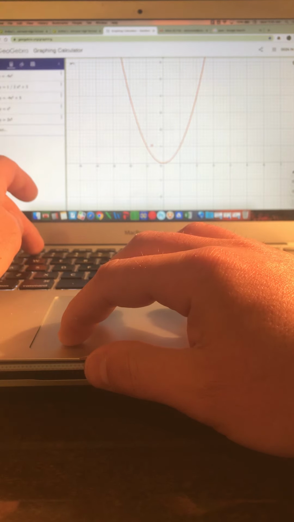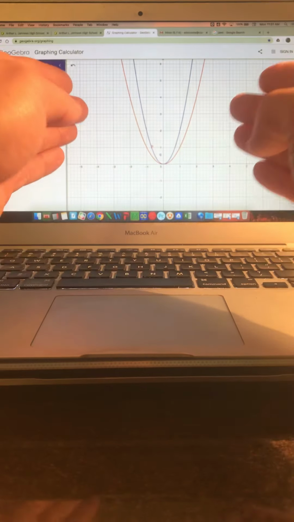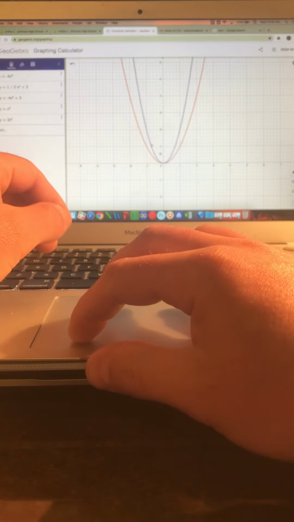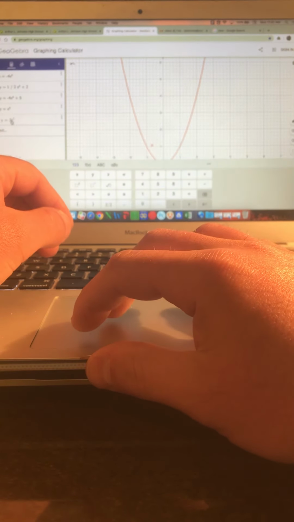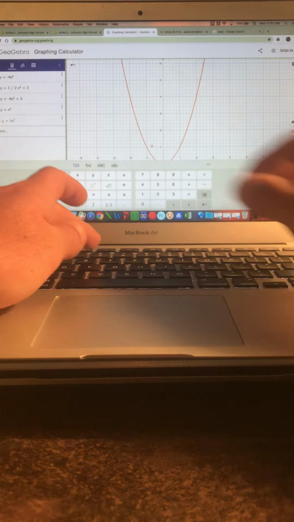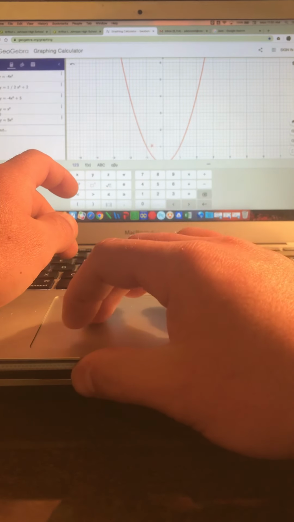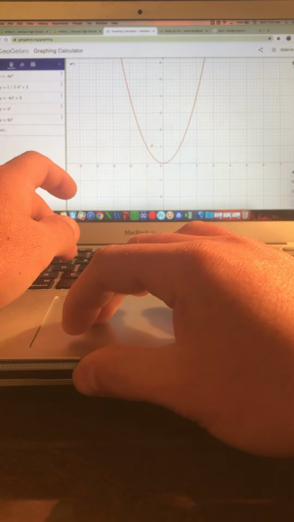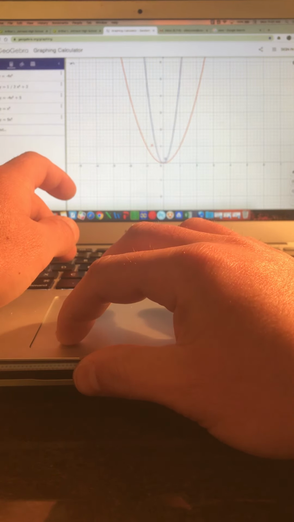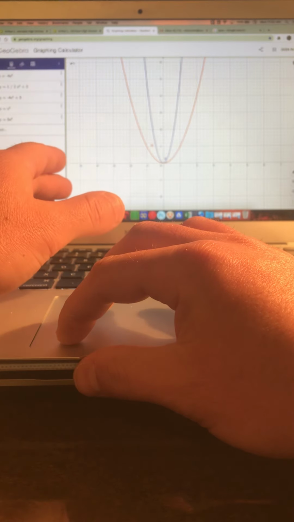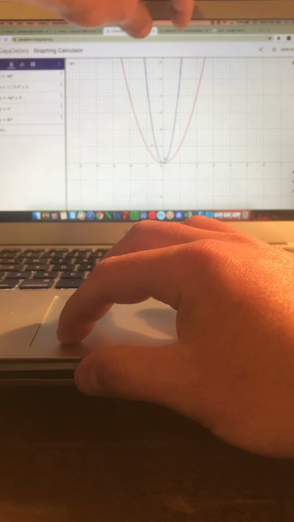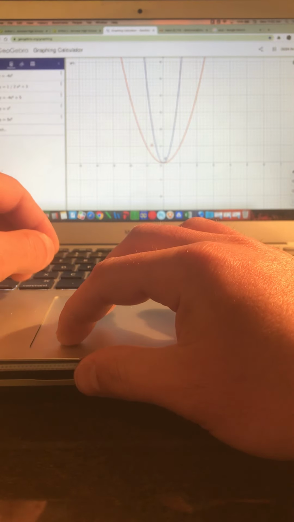Notice the graph got narrower, right? Or it's stretched. Let's continue with that. Maybe instead of a 2x squared, we make it a 5x squared. Again, keep your eyes on the graph. Same thing. It's getting more narrow, more of a stretch. All right?